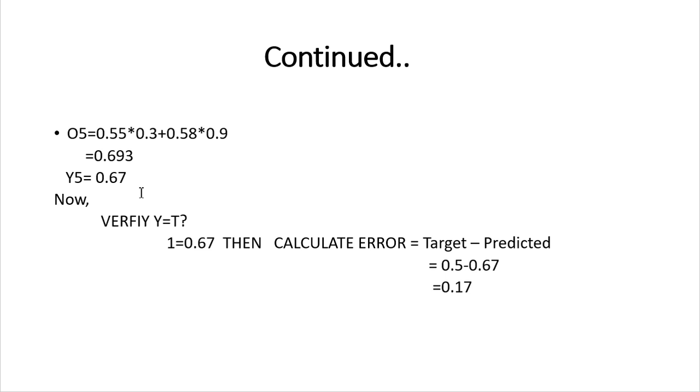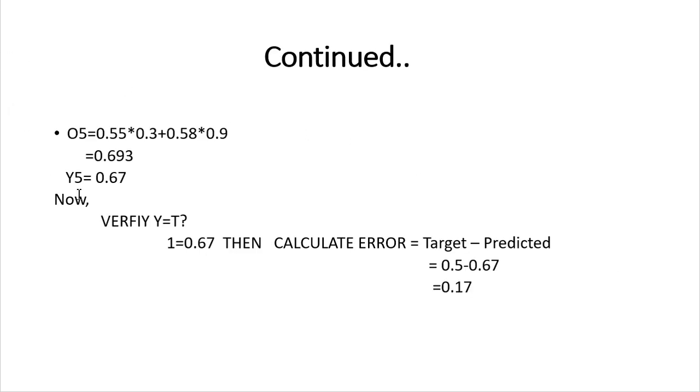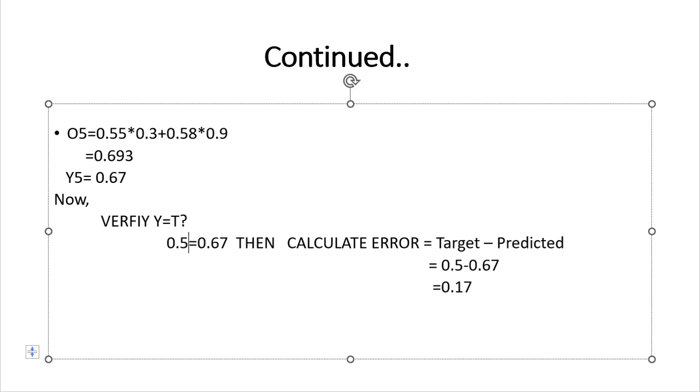After completing this pass, we have to verify the predicted value. This is the final prediction 0.67, but the target given is 0.5. So the target value is 0.5, but we have predicted 0.7. So y is not equal to t. We verify whether y equals t, and it is not equal to 0.5. So then what is the error?